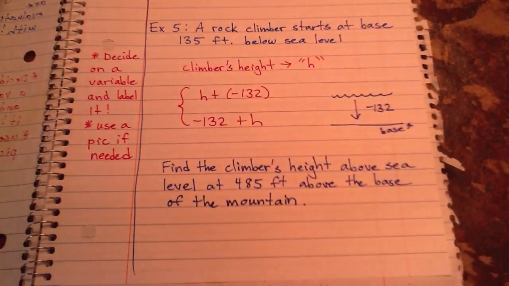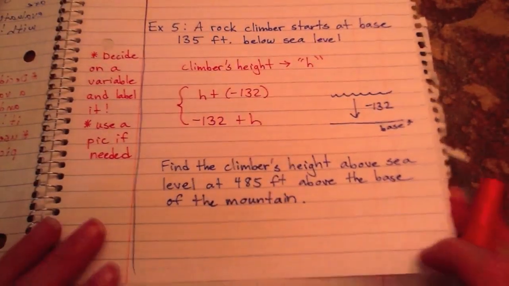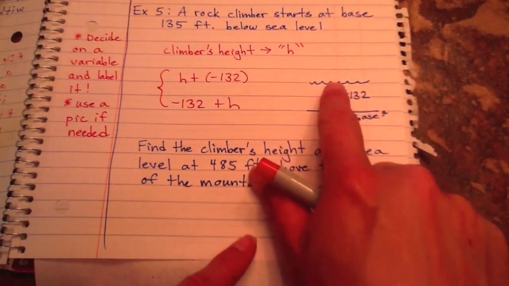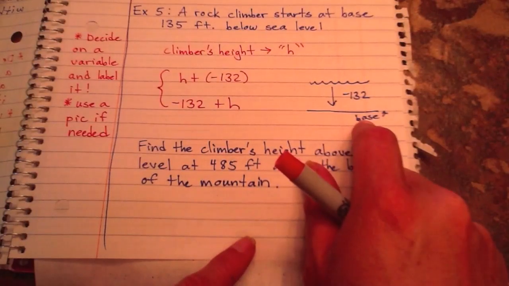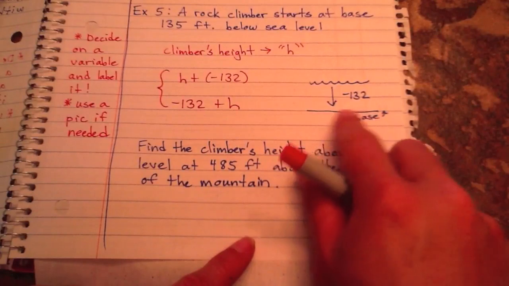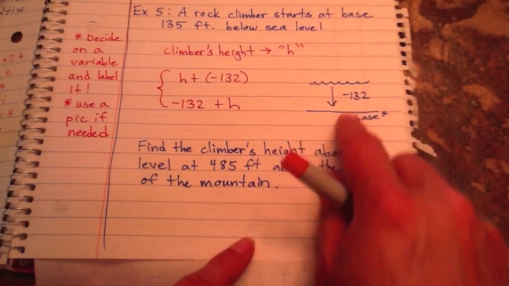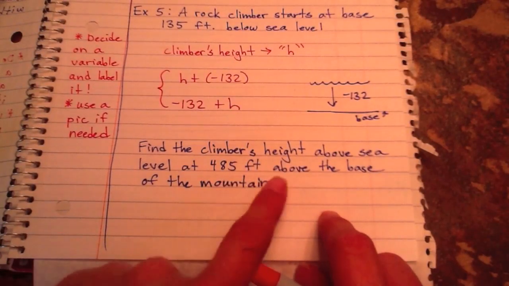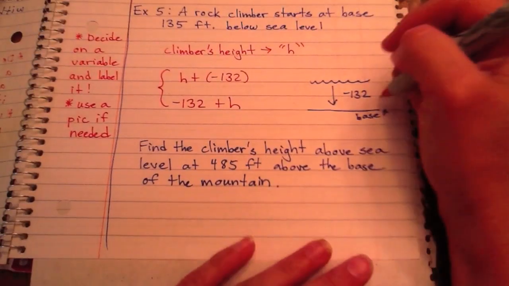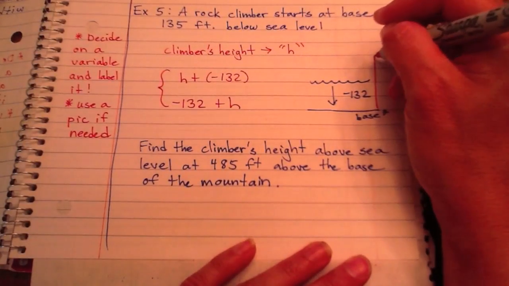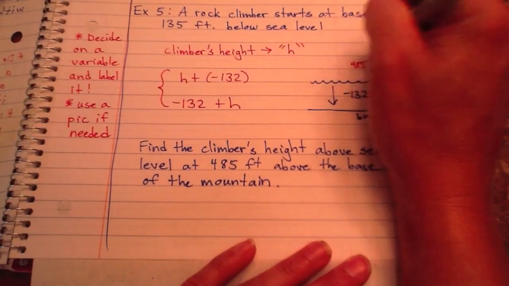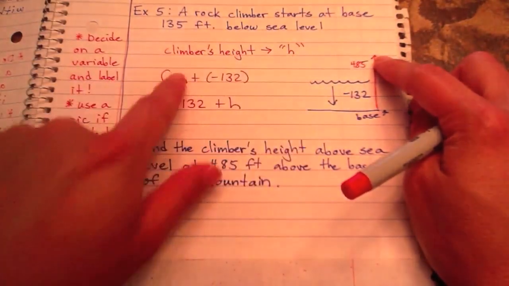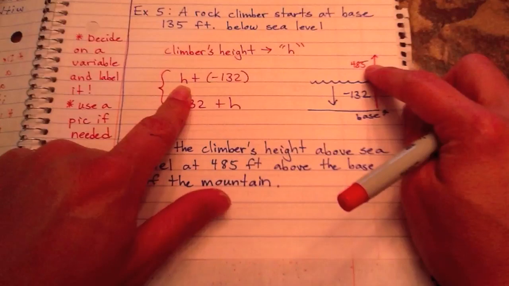So this is where sometimes it's really nice to have a picture, because it's easy to confuse these. But if you think about it, what I did on my picture is I just added the base, because remember the base was 132 feet below sea level. So here's my base at the bottom, there's my below sea level part. Now they're asking to find the climber's height above sea level at 485 feet above the base. So what we're actually looking at is the climber climbing 485 feet. And this is the height of the climber. Height of the climber goes with our H, so we're actually going to evaluate and plug that in for H.